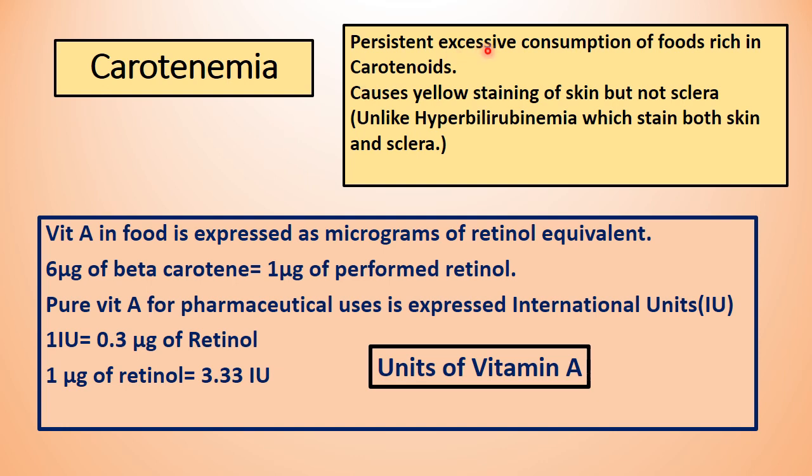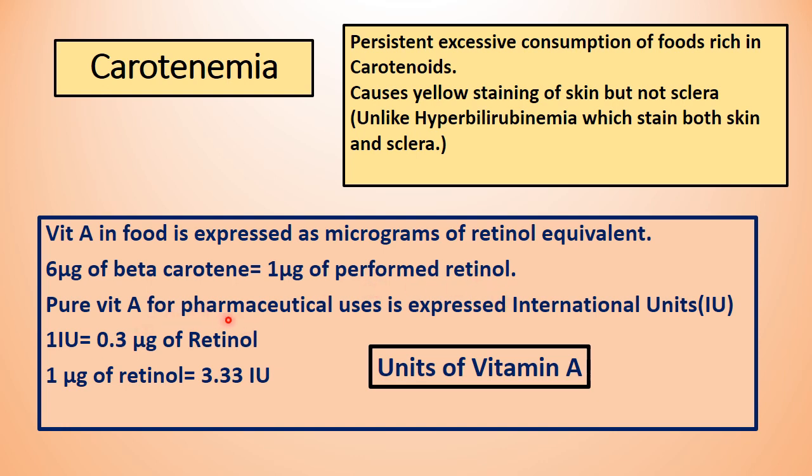Carotenemia is due to persistent excessive consumption of food rich in carotenoids. It causes yellow staining of skin but not sclera, unlike hyperbilirubinemia, which stains both skin and sclera. Vitamin A in food is expressed as micrograms of retinol equivalent: 6 micrograms of beta carotene is equal to 1 microgram of preformed retinol.